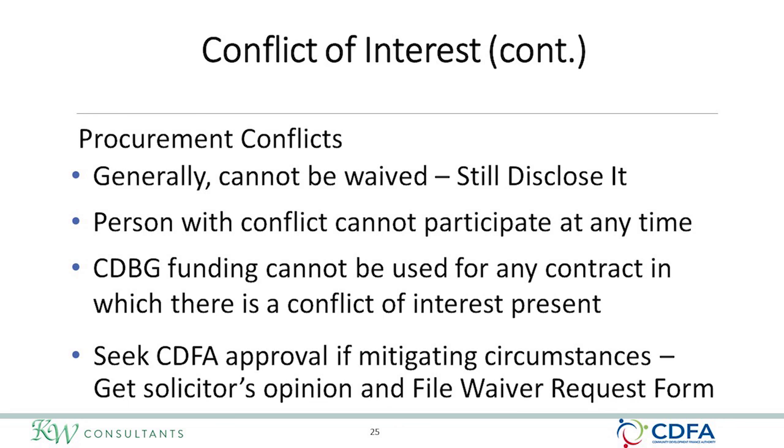The person with a conflict must be completely removed from all aspects of the decision-making for the project, including solicitation, review and selection of award decisions, and administration of the project. Seek CDFA approval if there are mitigating circumstances or perceptions of a conflict that need to be addressed. Just like a beneficiary conflict, use the CDFA request for waiver form. That waiver request must include a detailed description of the circumstances, address the criteria for exceptions outlined in the implementation guide, and include a legal opinion from the local solicitor stating that the potential for conflict of interest is minimal and that the situation does not violate either state or local conflict statutes or rulings.